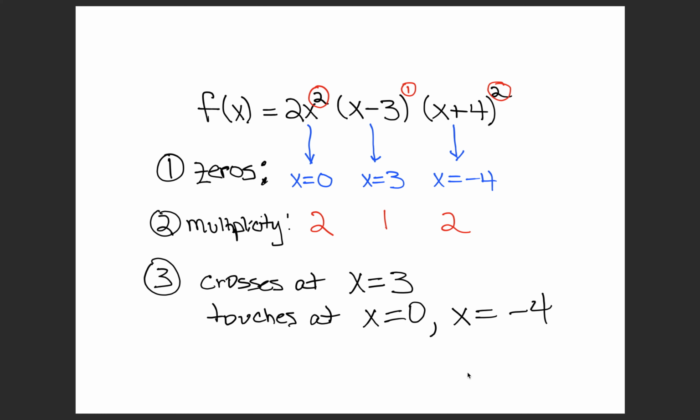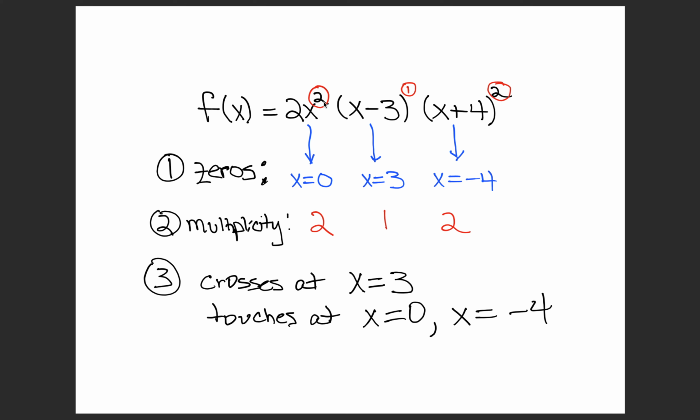And now, if you notice, with our variable factors, we have 2x, and if I set this equal to 0, x is equal to 0. For x minus 3, if I set this equal to 0, x is equal to 3. And for x plus 4, if I set this equal to 0, I have x is equal to negative 4.